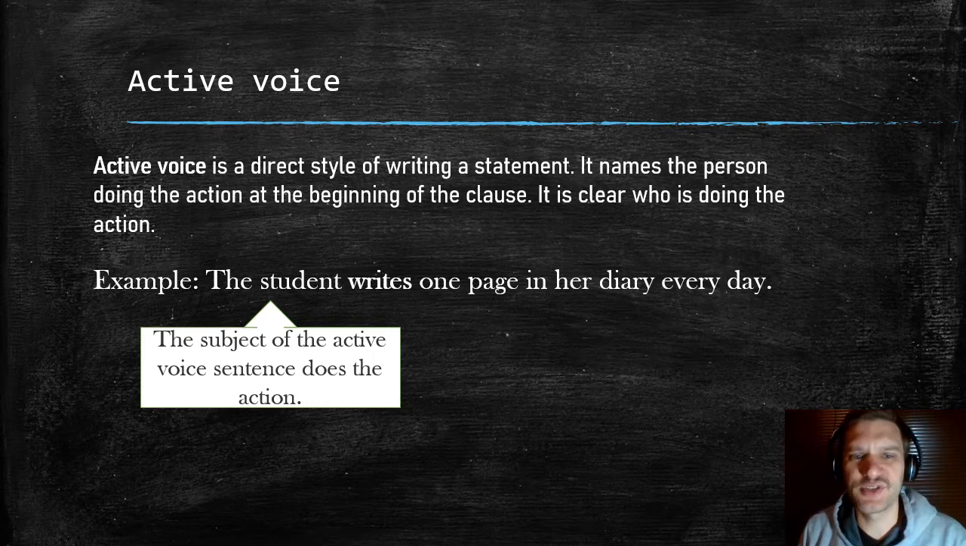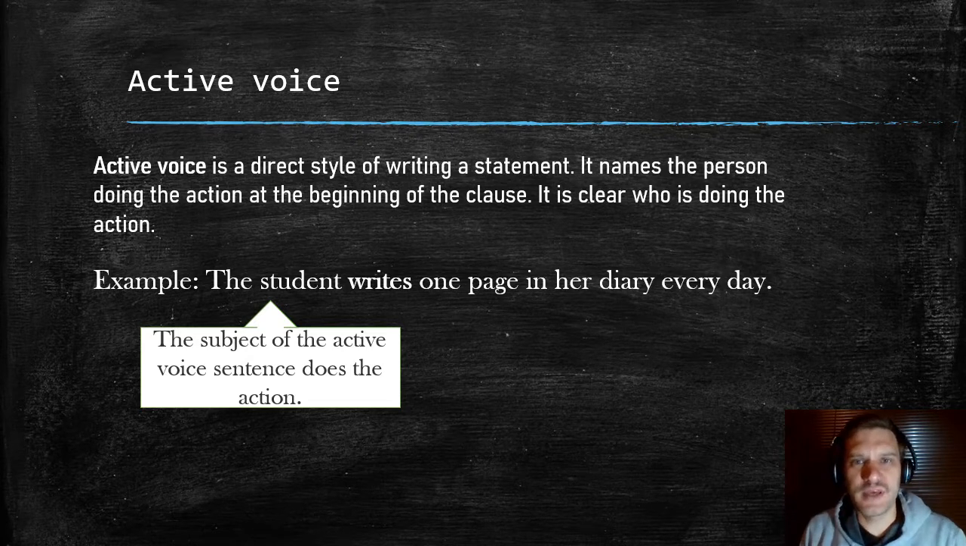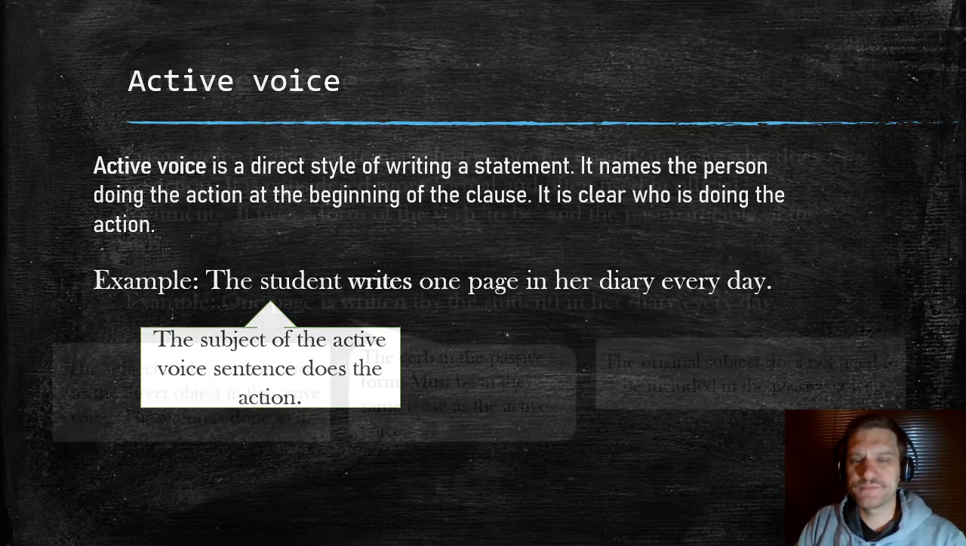Let's take a look at the example sentence you see in front of you. It says, the student writes 1 page in her diary every day. Who is the doer of the action? Well, we find the verb, the word is writes, and the one doing the action, that's right, the student. The student appears first in the sentence. This is called the active voice subject.